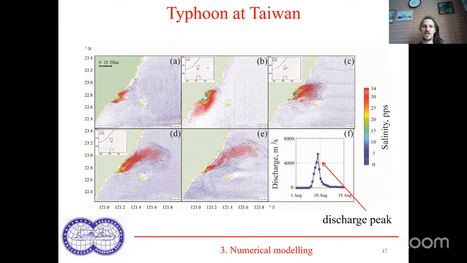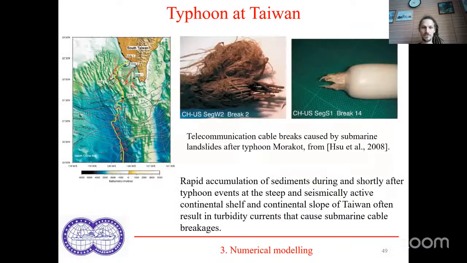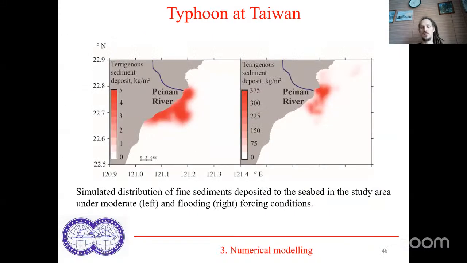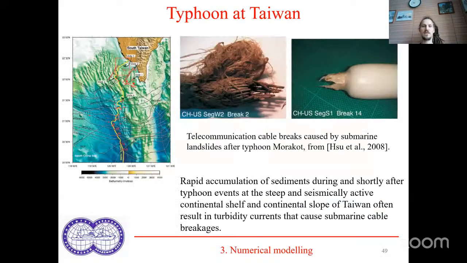We had a project in Taiwan, and we wanted to understand where river-borne sediments are accumulated on the marine seafloor after typhoons. There are lots of typhoons in Taiwan, and rivers in Taiwan are very highly turbid during typhoons. They have very high sediment concentration.